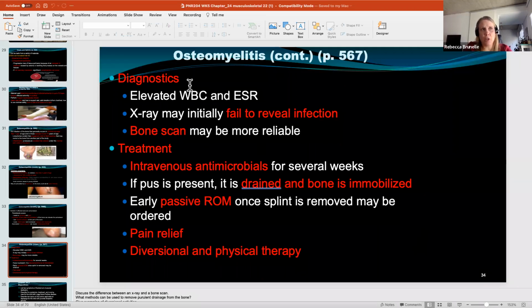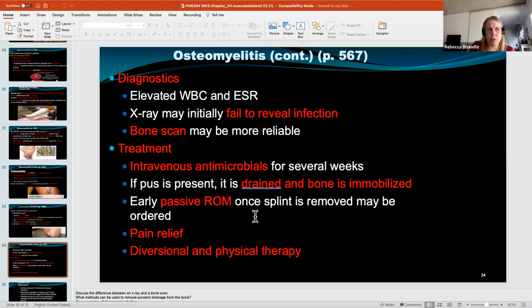When you're doing the initial workup, we talked about this a couple slides ago, this ESR, that's the erythrocyte sedimentation rate. This is a marker of inflammation. And when it's high, when the white cell count is high, you're more worried about an infection or an osteomyelitis. A lot of times you won't see anything on the x-ray, so they might get a bone scan.